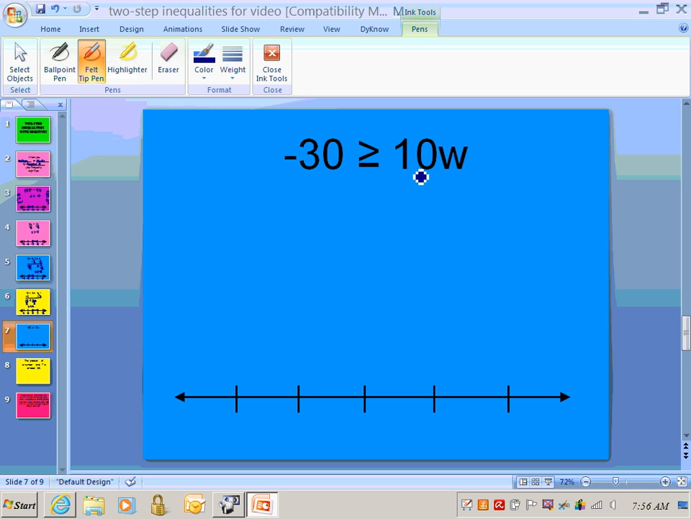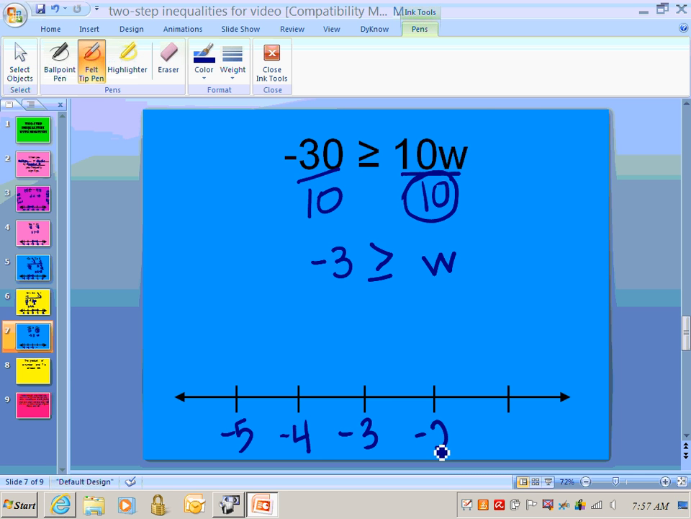To solve for w, I simply need to divide by 10. So negative 3 and w. I did not divide by a negative. I divided by a positive. Therefore, my sign stays the same, even if your answer comes out negative. The fact that you did not divide by a negative number, your sign is not going to change. It does not matter what your answer is. So I'm going to put negative 3 here. I do have an equal sign, so I'm going to fill that in. And a number that's less than negative 3, negative 4.